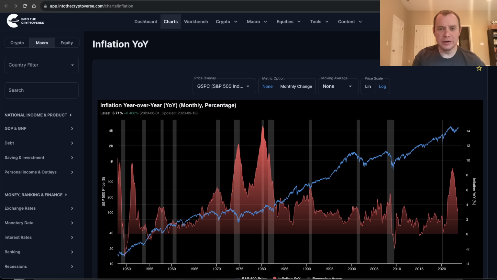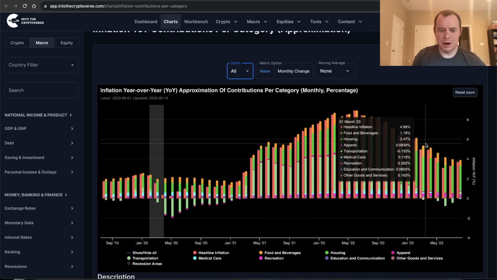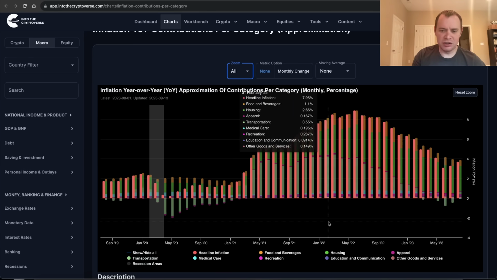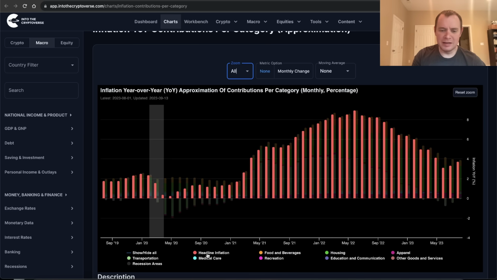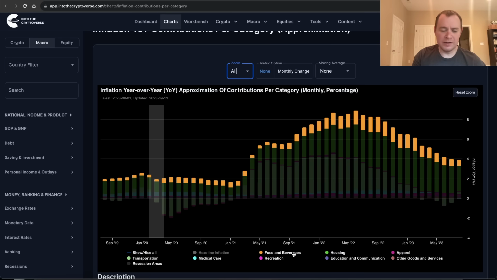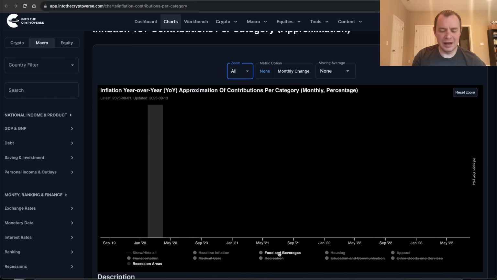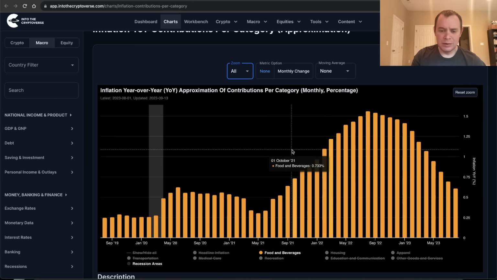And so what we can do is we can break it down by the components, right? So in this case, we're looking at headline inflation, but we can break this down really by all the constituents, right? So we can look at what is in fact holding it up. If we were to hide everything and just sort of go through the list, we can see that food and beverages continues to come down, right? This is what we want to see.